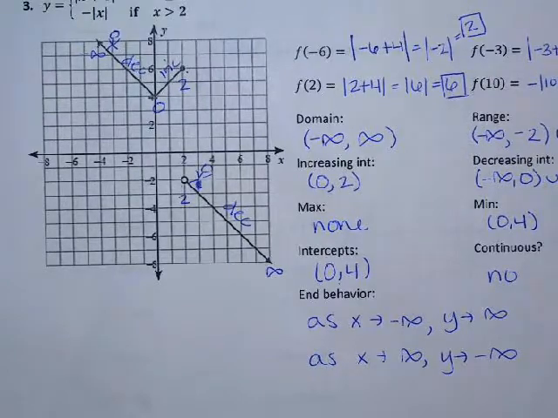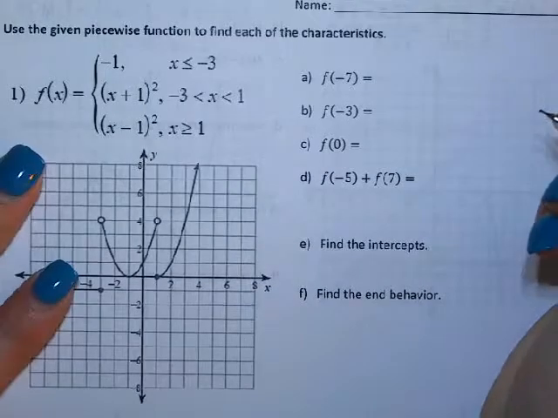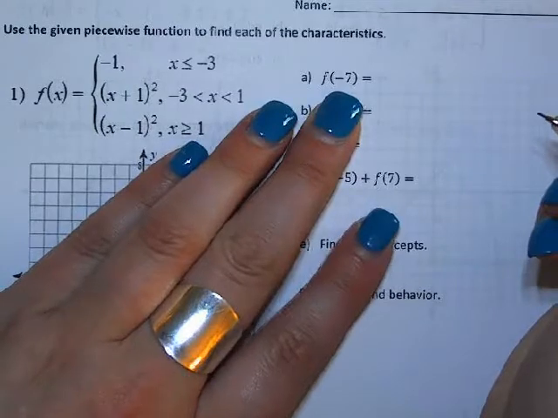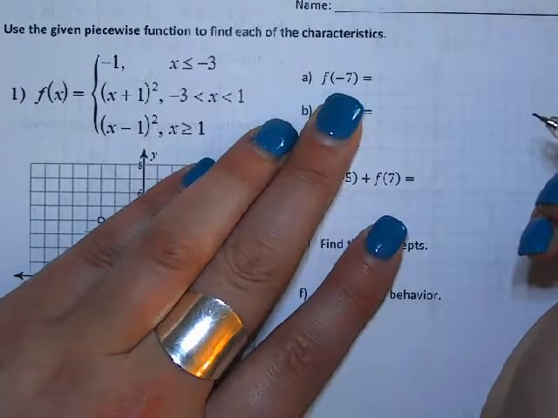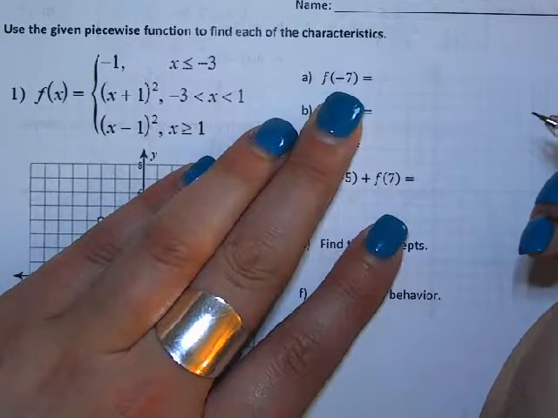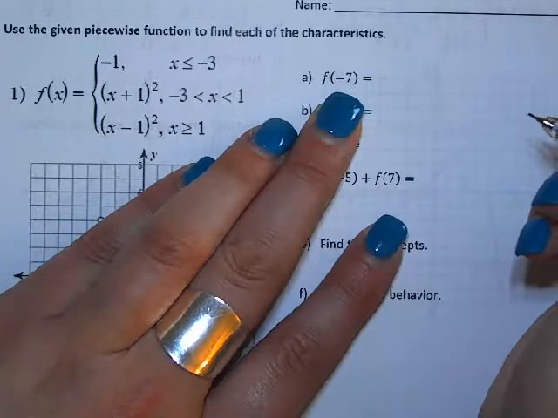All right. Don't say it out loud. Just think about which piece you're allowed to plug in -7 for. Don't say it out loud. And then go ahead and plug in -7 and write down your answer.